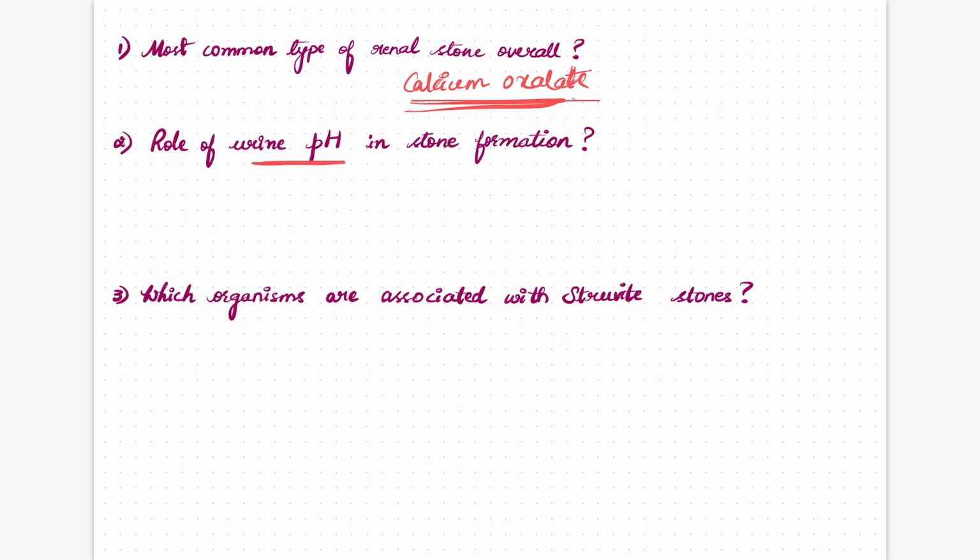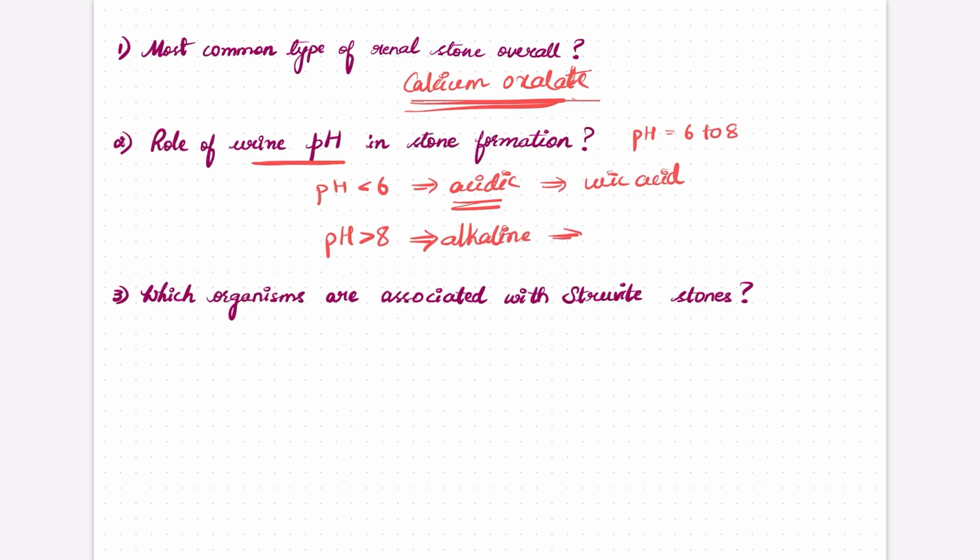The role of urine pH in stone formation is that the normal pH of urine is between 6 to 8. A pH of less than 6 indicates acidic urine. Acidic urine favors formation of uric acid stones, and a pH of more than 8 indicates alkaline urine. Alkaline urine favors formation of calcium phosphate or calcium carbonate stones.